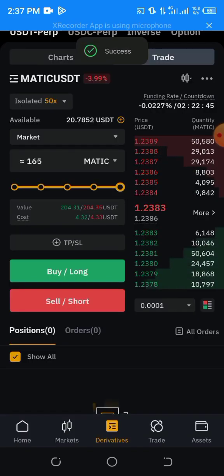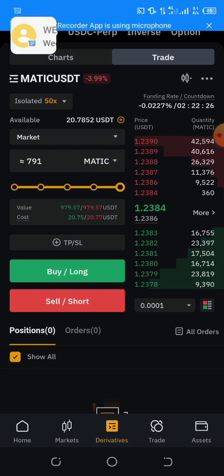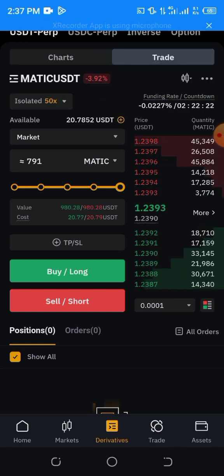So at 50x now, let's see how many Matic I'll be buying. At 50x, wow. So at 50x, I'm making approximately a buy or sell of $980 with just $20. You see the beauty of leverage. So what this means now is that if Matic should make a 10% move at this leverage, 10% of 980 is 98, right? So it means if Matic should go up by 10%, I am going to be making $98 profit using my $20.